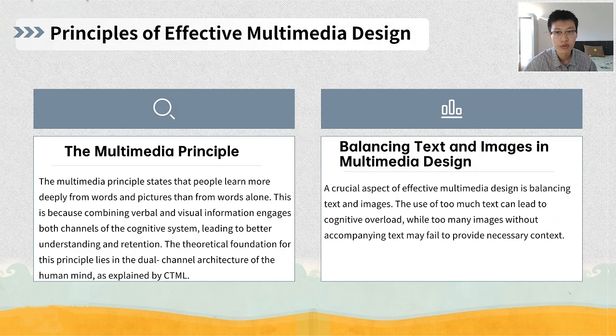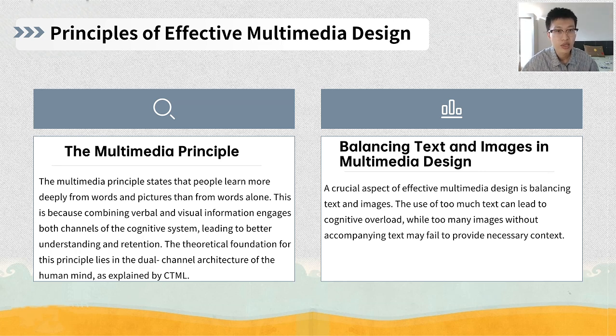The principles of effective multimedia design. The multimedia principle states that people learn more deeply from words and pictures than from words alone. This is because combining verbal and visual information engages both channels of the cognitive system, leading to better understanding and retention. The theoretical foundation for this principle lies in the dual-channel architecture of the human mind, as explained by CTML.